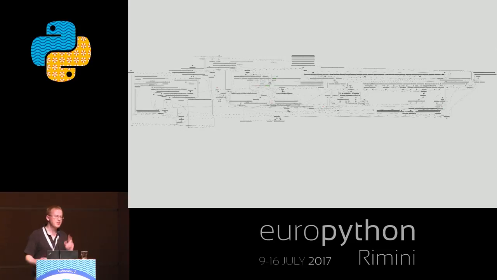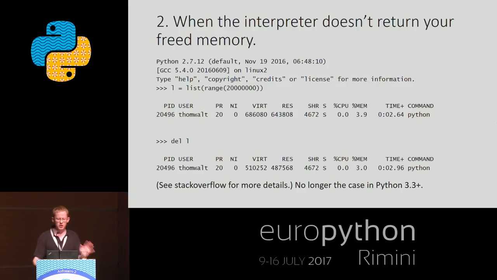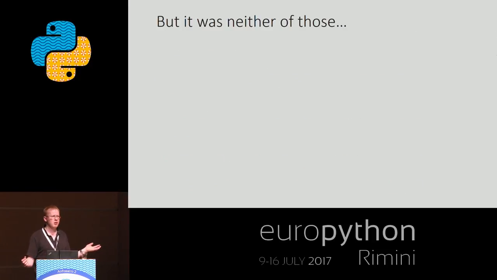So I thought maybe this is a Python 2.7 program. It's still old, I'm afraid. So maybe it's when the interpreter doesn't return your freed memory, which, if you do this in Python 2, if you make a massive list and then delete it, you'll find that Python is still using loads of memory. There's more details on Stack Overflow. I don't know the details fully, but fortunately, that's no longer the case in Python 3.3, so you don't need to worry about it too much anymore. But it wasn't this either. So I was a bit stuck. It was neither. What do I do?